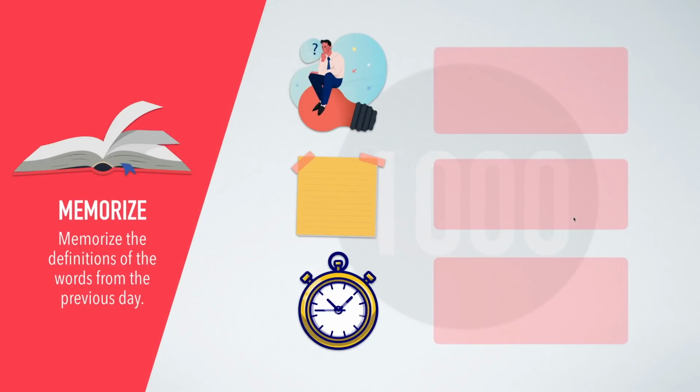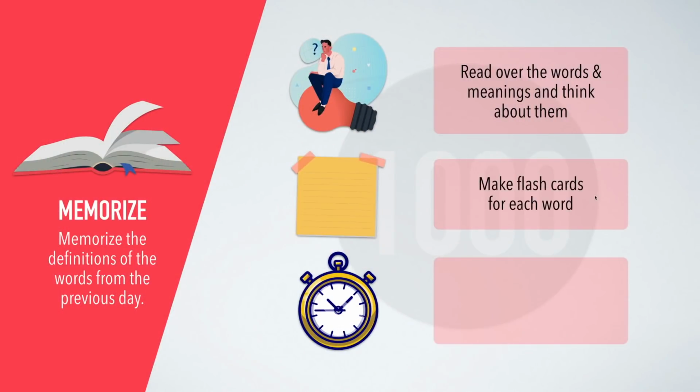So how will you memorize these words? Let me explain. You're going to read over the words and meanings and think about them. It's so important for you to take time to let the words sink in, to understand the meaning. Just meditate on the words. Then after you've done that, what you're going to do is you're going to make flashcards for each word. Now, I love flashcards because they're a visual way for you to understand or learn something, right? Look at the word, look at the meaning, pick them up, and it's a good way to practice.